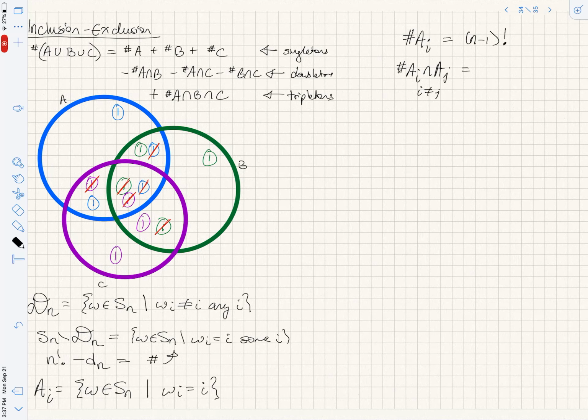Well, I fix i, and I fix j. So there are n minus 2 other things to screw around with. So I get (n minus 2) factorial. And in general, if I'm going to take k of these sets, then I'm going to get the intersection of A_i1, A_i2, up to A_ik. What I get is (n minus k) factorial.